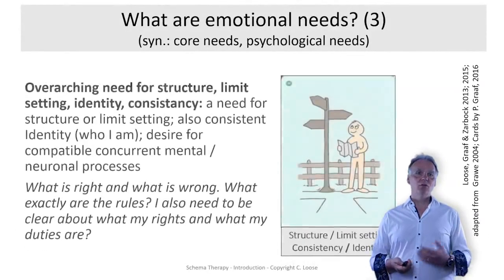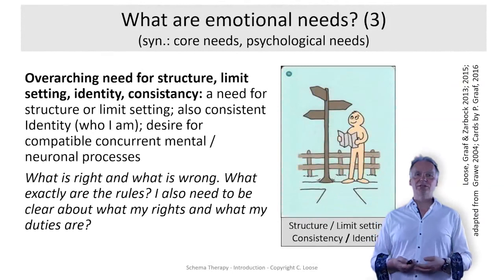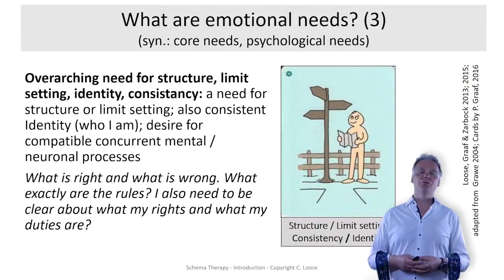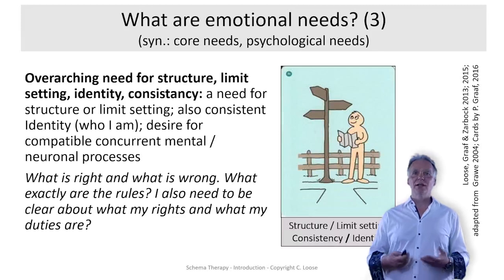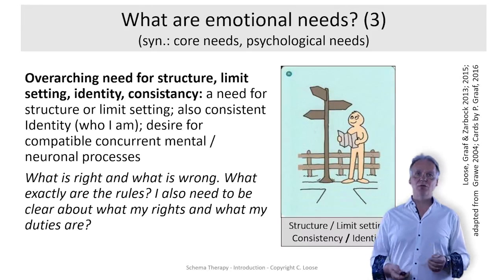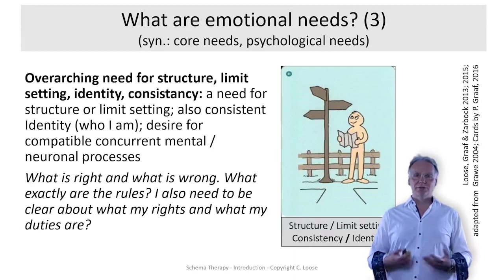We also have an overarching need for structure and limit setting. It's a mixed group of certain aspects, but here we have pointed out the need for structure and limit setting, because it gives us security when we know what our rights are and what the duties of others are, that we have clarity, that we know how life is working and what rights we have, for example, in the society we live in. Altogether it gives us some security.